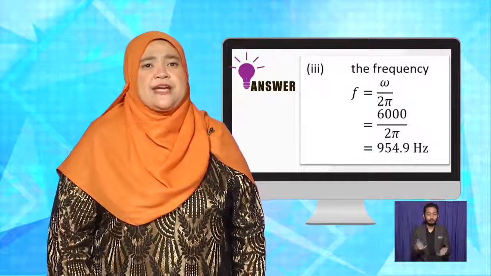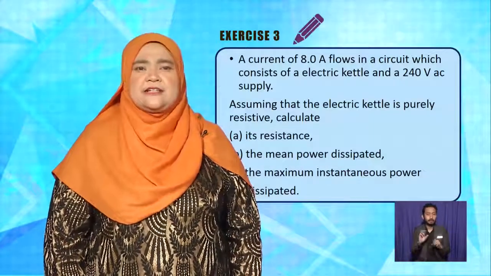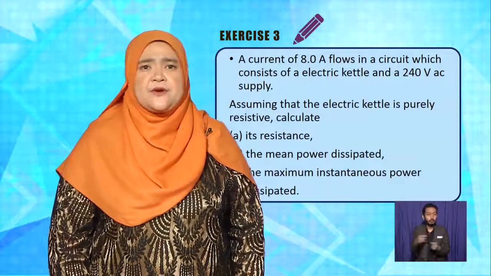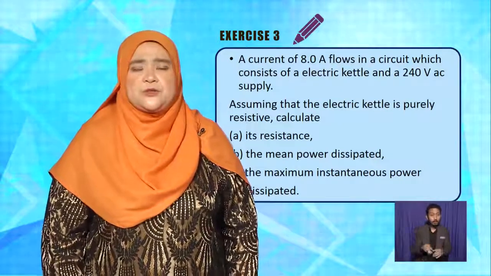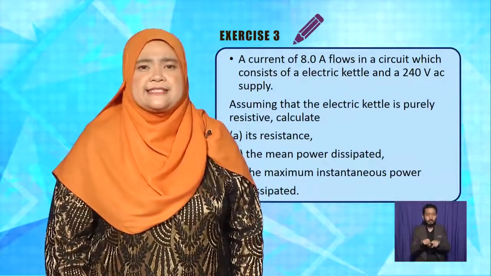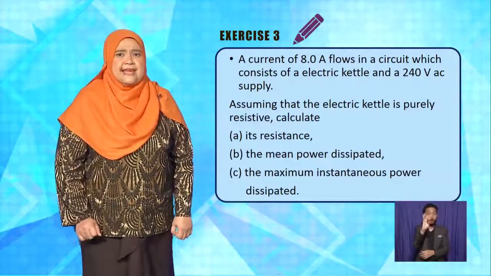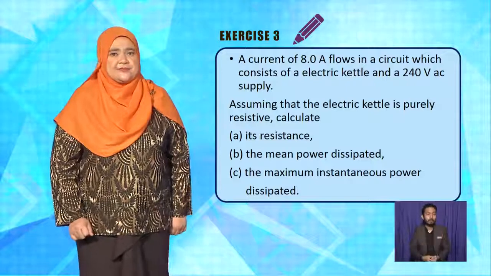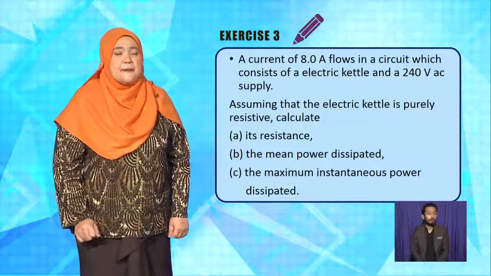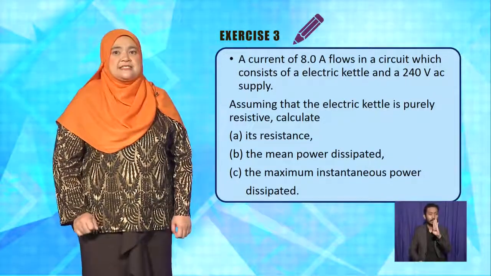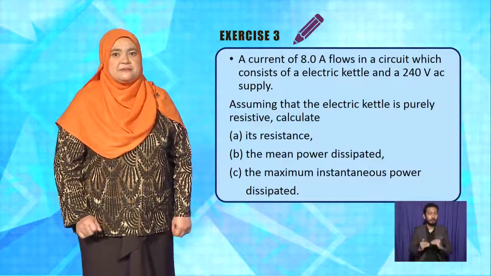Now, we will look at another example. Exercise 3. A current of 8 amperes flows in a circuit which consists of a domestic electric kettle and a 240 volt AC supply. Assuming that the electric kettle is purely resistive, calculate A. Its resistance, B. The mean power dissipated, and C. The maximum instantaneous power dissipated.